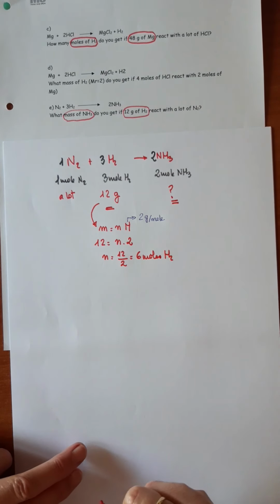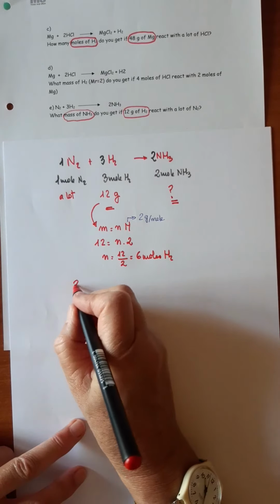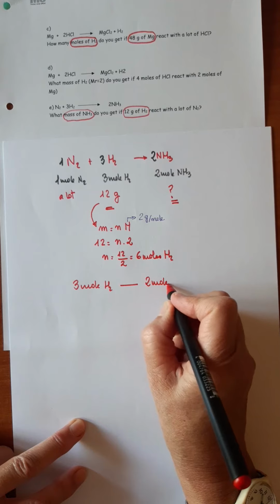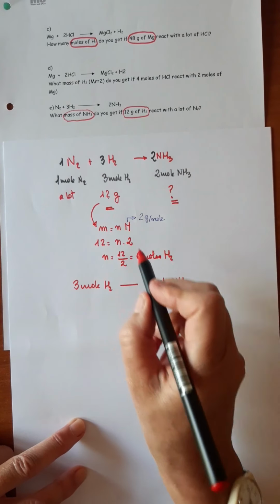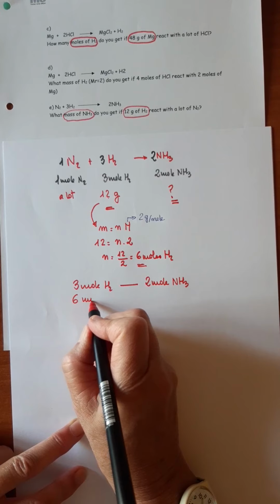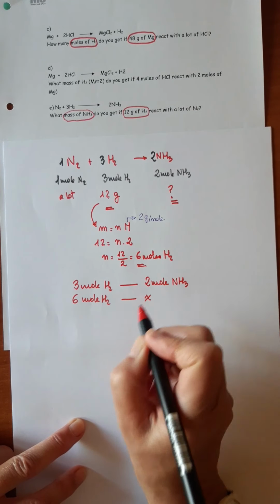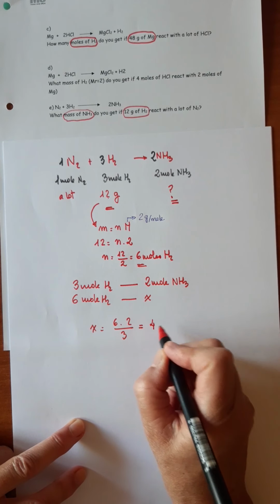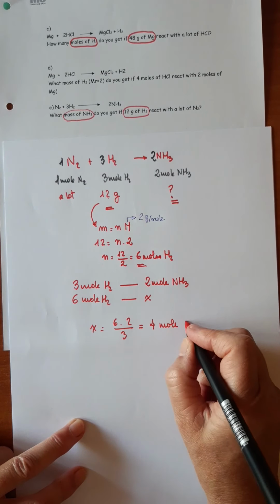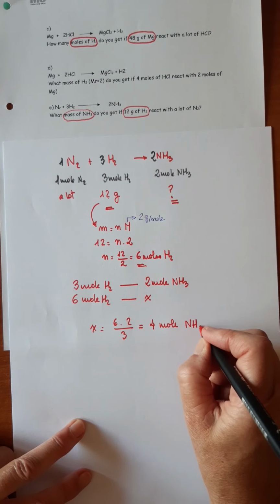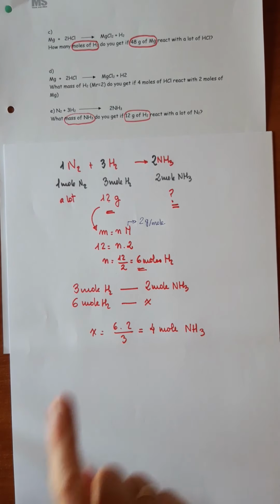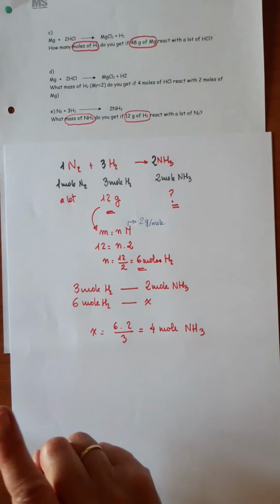Okay, and now I do the proportion. 3 moles of hydrogen give me 2 moles of ammonia. So now 12 grams, which is the same as 6 moles of hydrogen, gives X equals 4 moles of ammonia. And that's it. Let's be aware that we always do the proportion in moles, never in grams.